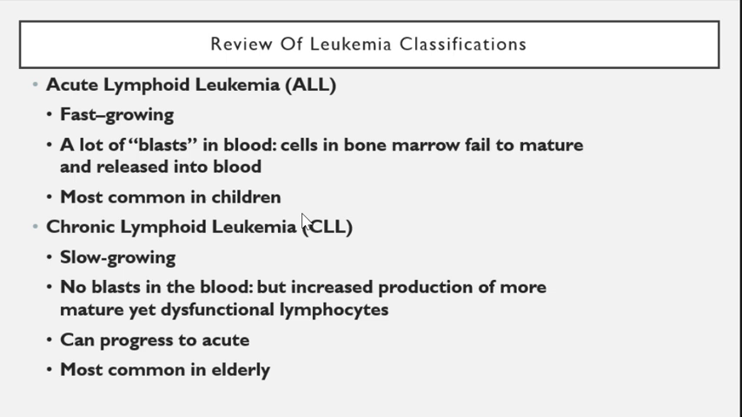Chronic lymphoid leukemia is more slow growing because it's chronic. There's no blasts in the blood, but it's production of more yet dysfunctional lymphocytes. Again, whatever cell type gets affected by these cancers, whatever those functions are going to be, they will be dysregulated. And it's more common in the elderly. These are cancers that develop from things like loss of telomeres and stuff like that, right?